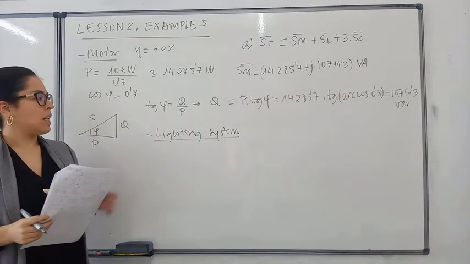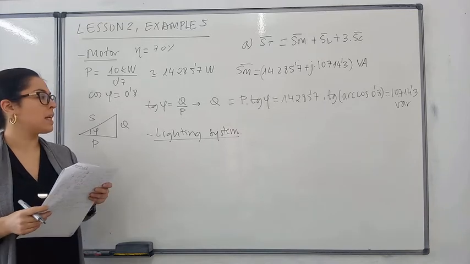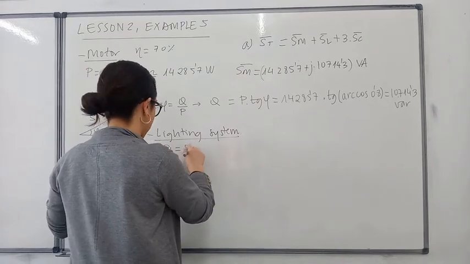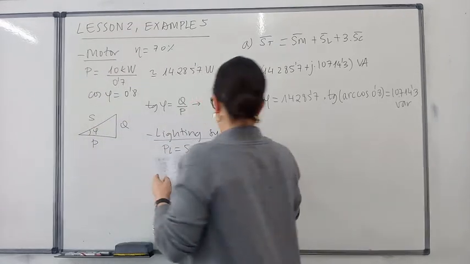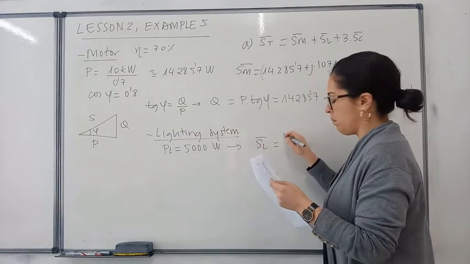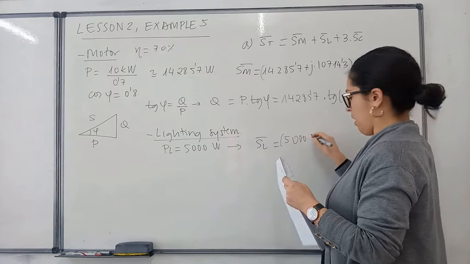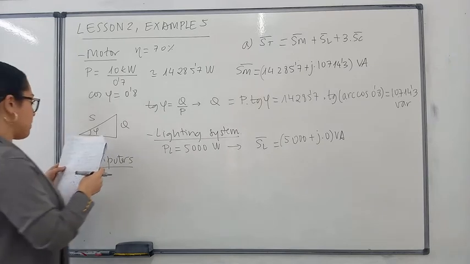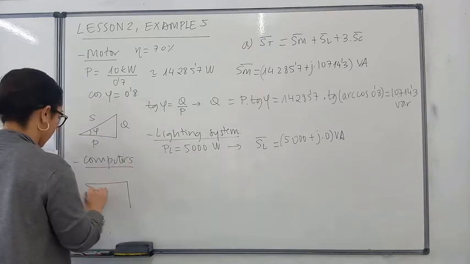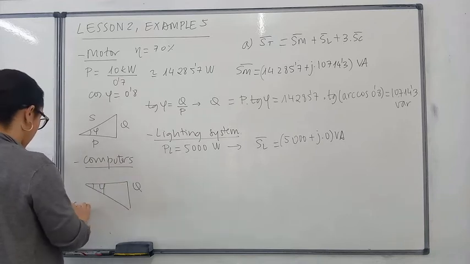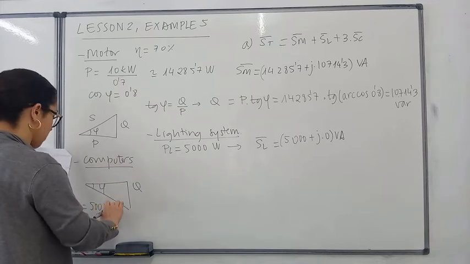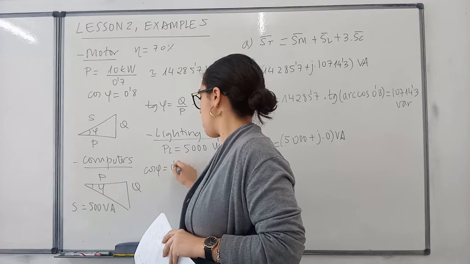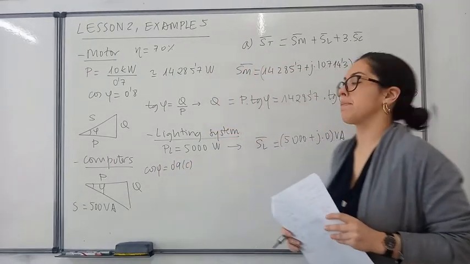We also need to obtain the complex power of the lighting system. Their power factor is equal to 1, and their power is 5,000 watts. So the complex power would be 5,000 plus j0 voltamps. Regarding the computers, we know that they are capacitive loads. Apparent power is 500 voltamps, and the capacitive power factor is 0.9.